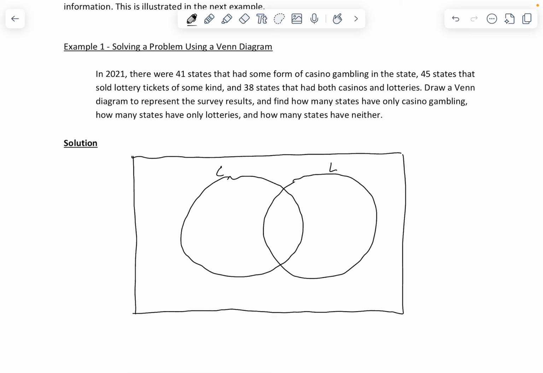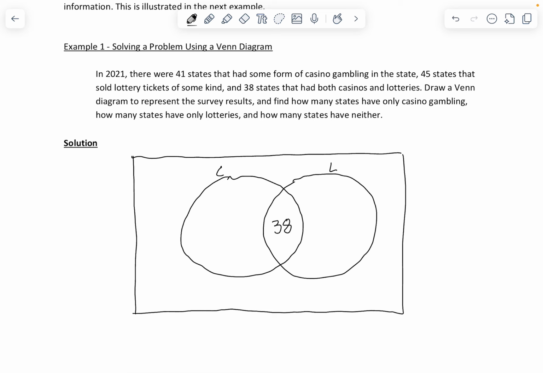Oftentimes with these sorts of problems, it's easiest to start with the overlap region. So in this case, the overlap region would represent the number of states that have both casinos and lotteries. And in the problem description, it says that there's a total of 38 that have both. So we put 38 in the intersection of C and L.